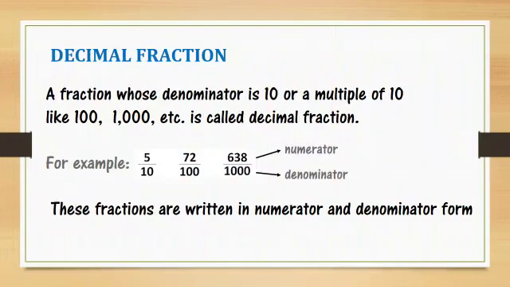Students, you have already learnt decimal fraction in standard 5th. So, let's recall it again. What is decimal fraction? A fraction whose denominator is 10 or a multiple of 10 like 100, 1000, etc. is called decimal fraction. For example, 5 upon 10, 72 upon 100, 638 upon 1000. These fractions are written in numerator and denominator form.